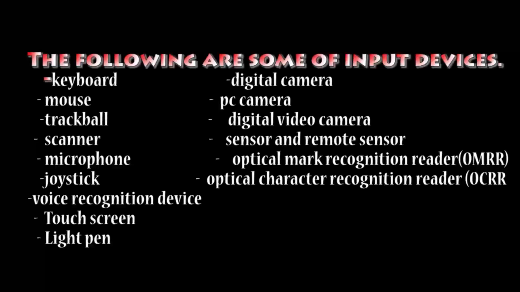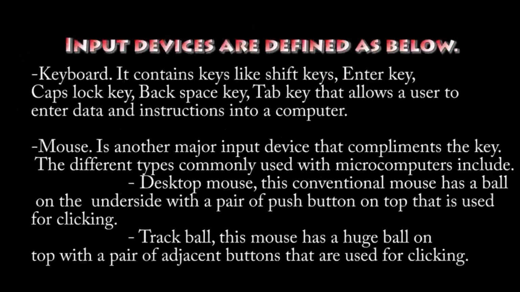This one you can abbreviate as OMRR. We have also the optical character recognition reader. You can abbreviate it as OCRR. The input devices are defined as below. Of course, we need to define them, so we get to know what they mean. Number one is the keyboard. The keyboard contains keys like shift key, enter key, caps lock key, backspace key, and many other keys.